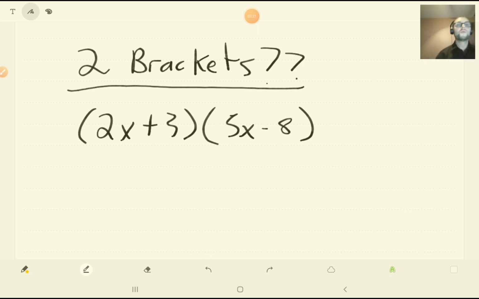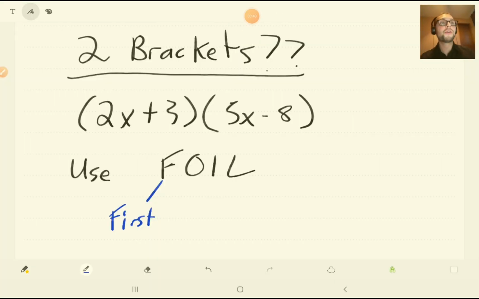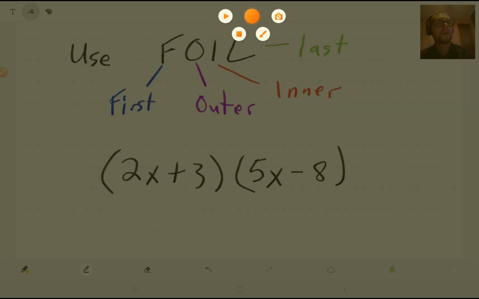Okay, so when you're dealing with 2 brackets, I would recommend you use something that I call FOIL. And this is a classic algebra distributive property method to remove brackets when there are 2 sets of brackets. FOIL is an acronym for first, outer, inner, and last. And it's referring to the order of operations inside the brackets. And what I'm going to do is I'm going to solve this one using the FOIL method.